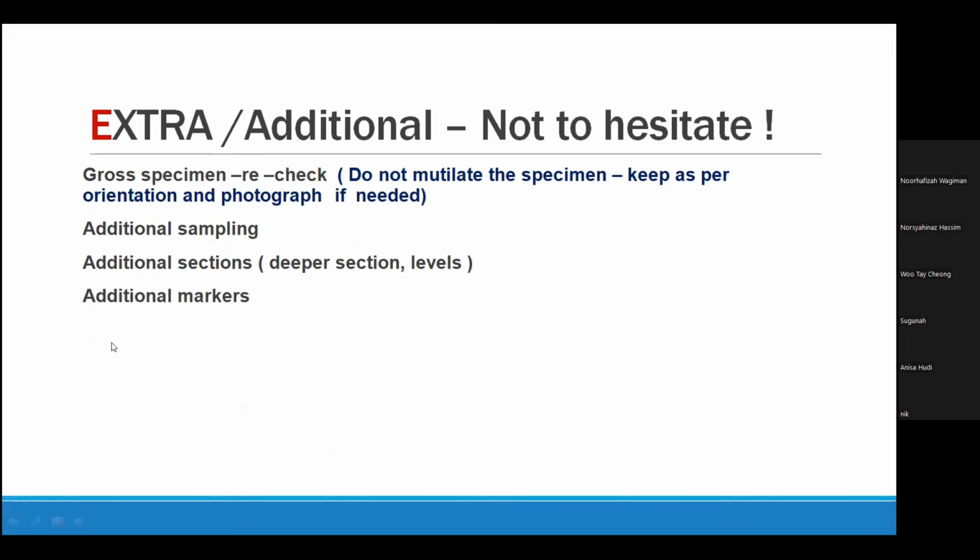Please do not hesitate to do additional workup if you receive a thyroid specimen, especially when you are not sure. Don't hesitate to go back and recheck, at least a final check before you release the report. For the junior doctors, and as a reminder for myself, we shouldn't mutilate the specimen. Keep the orientation, take the photograph so that it's easy for us to recapitulate what we saw in the slides. Additional sampling, additional sections, and additional markers when necessary.